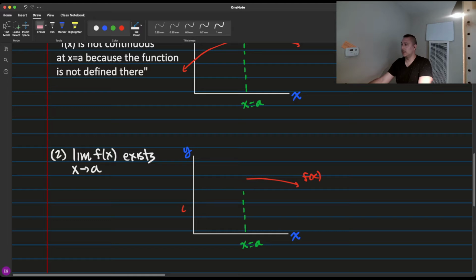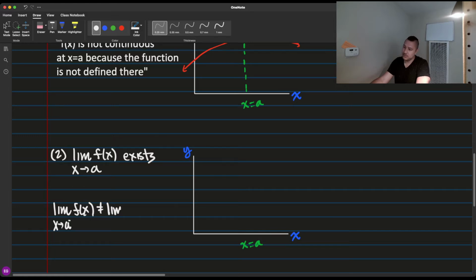So what would that look like? Well, we've discussed what needs to be true for a limit to not exist. And one of the easiest ways for a limit to not exist is that the limit from the left is not equal to the limit from the right.